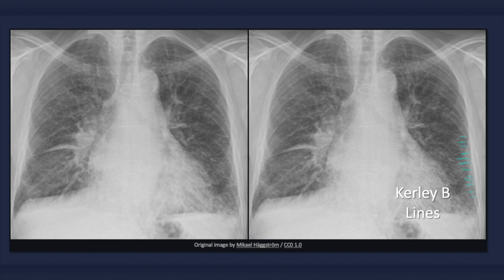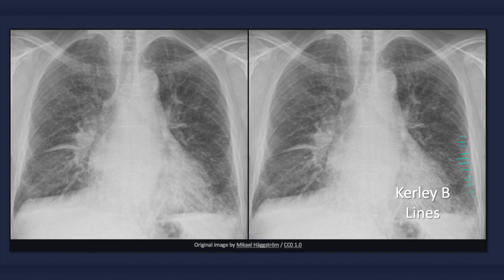Also evident in this image is a thickened minor, that is horizontal, fissure. This finding is easier to detect on a lateral radiograph where both the oblique and horizontal fissures may be visible. Collectively, interstitial edema results in widespread blurring of lung markings. The loss of definition results in a hazy appearance of the lung fields and hilum bilaterally.